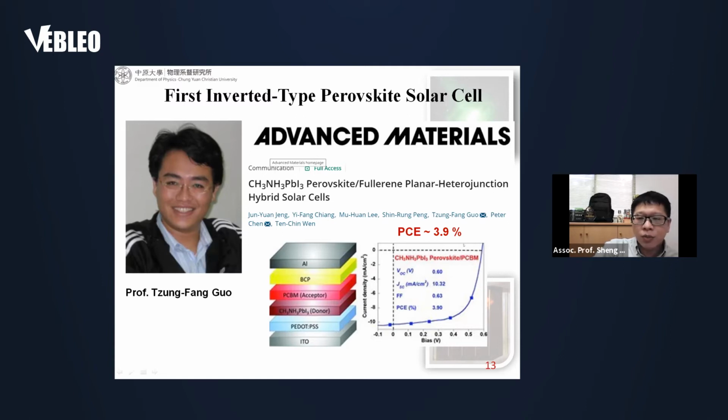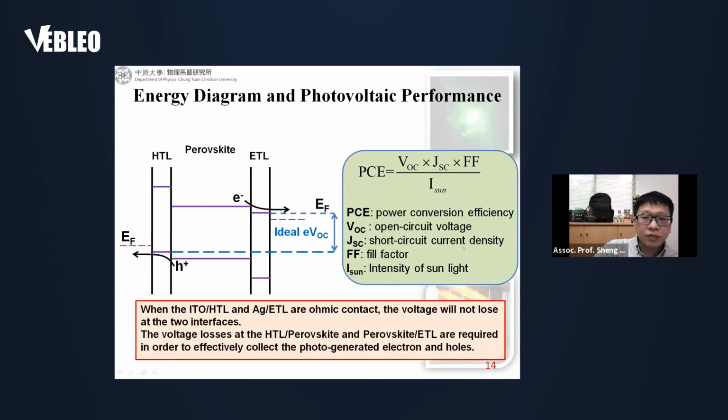Efficiency is about 3.9%. Here, they also use PEDOT:PSS as the hole transport layer, and use PCBM as the electron transport layer. This layer is the light absorbing layer. BCP is an electron modification layer. So they just use this structure to realize the perovskite solar cell.